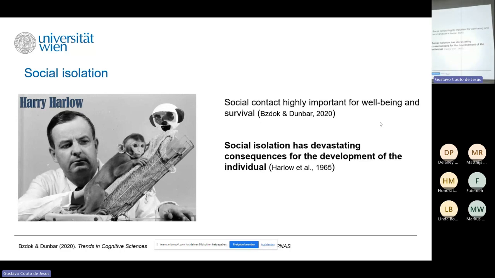The idea is not new at all. If we go back in the past, one of the first people to study the effect of alterations to the social system was Harry Harlow. This scientist did a lot of experiments that nowadays would not be allowed anymore, as they are not ethically acceptable.